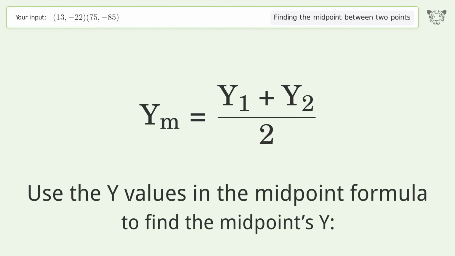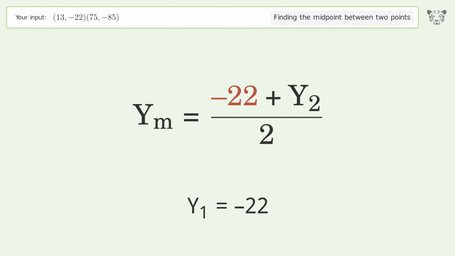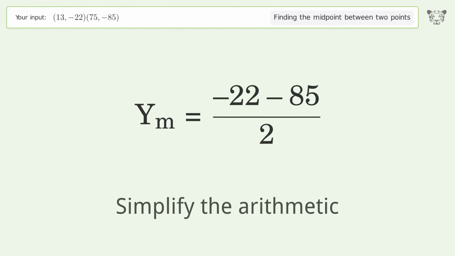Use the y values in the midpoint formula to find the midpoint's y. y1 equals negative 22. y2 equals negative 85. Simplify the arithmetic.